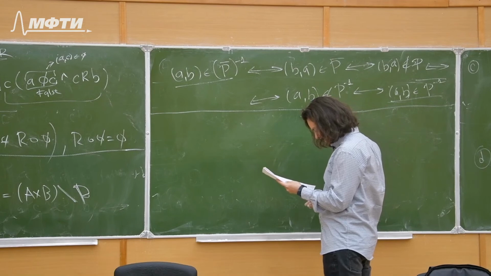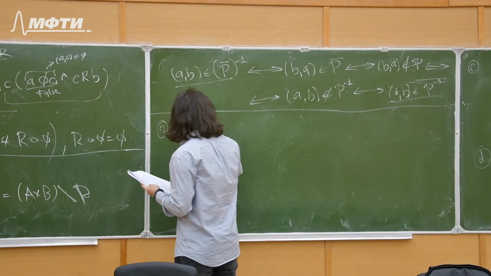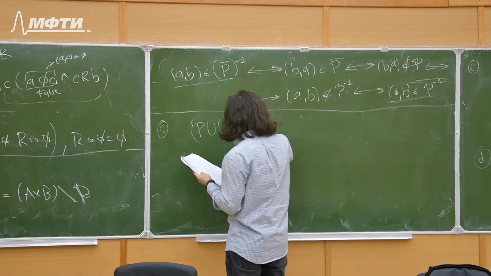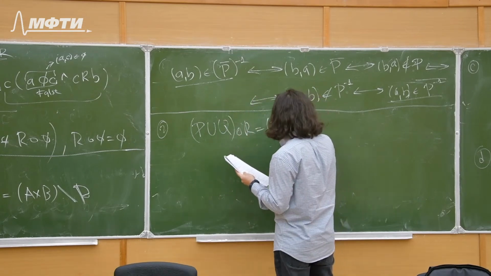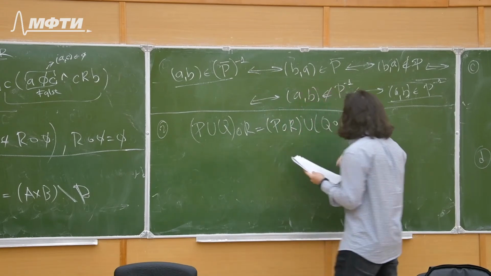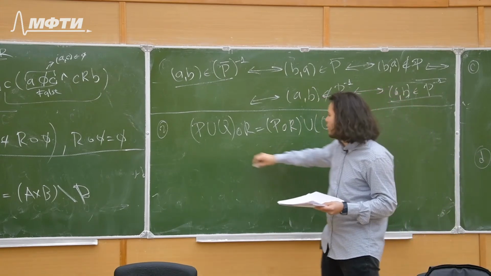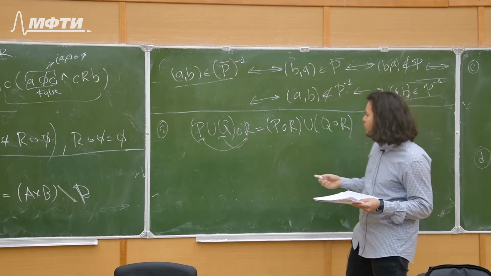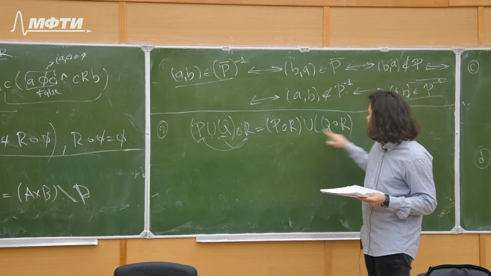So number 2, that (P ∪ Q) ∘ R is equal to (P ∘ R) ∪ (Q ∘ R). So we have a distribution here, right? We have to distribute using the composition, and we unite them with the union here. So we need to prove this.